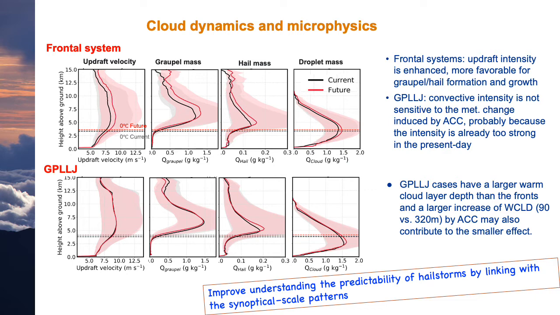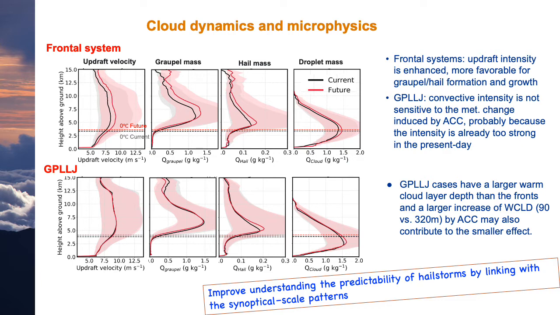However, in the low-level jet systems, the convective intensity is already much stronger. It's stronger than the front system, and it does not increase further with increased CAPE anymore. Then we don't see much sensitivity in the hail. Another effect is that the warm cloud layer depth is larger in those systems, and they also have a larger increase in response to the warming. So that also contributes to the smaller effect.